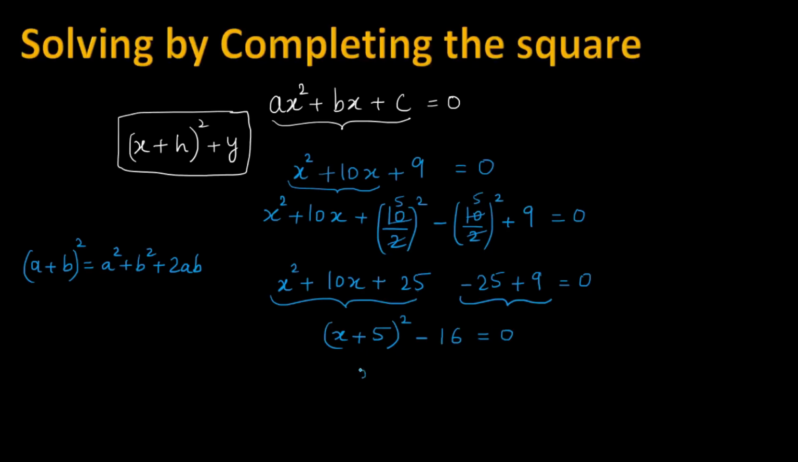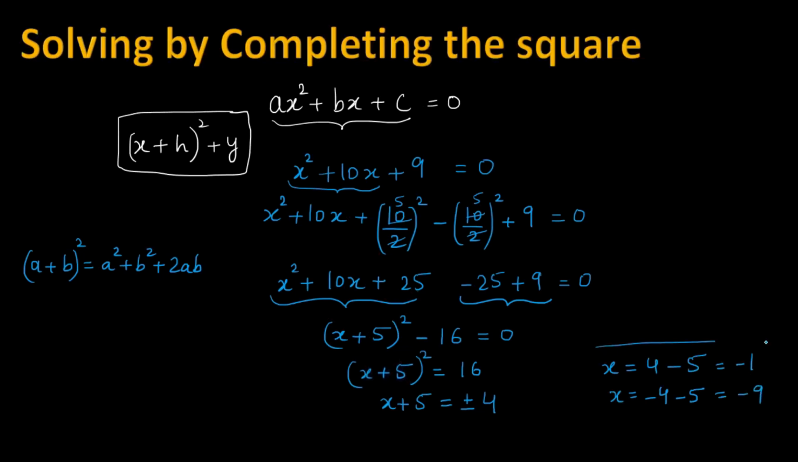Now this can be solved: (x plus 5) the whole squared is equal to 16, you take 16 this side and square root it. This will become x plus 5 equals plus minus 4. Always remember, when you square root it, it should be plus minus the number. Now we have two values: x equals 4 minus 5, and x equals minus 4 minus 5. This gives you minus 1, and this will give you minus 9.